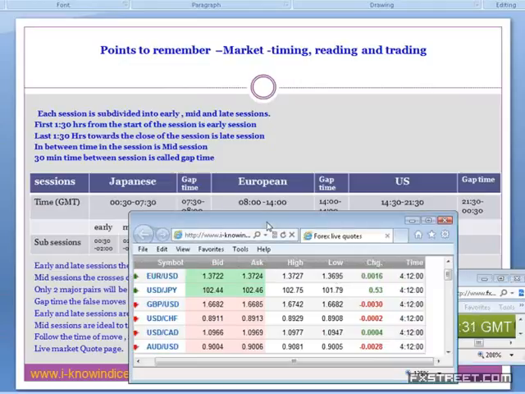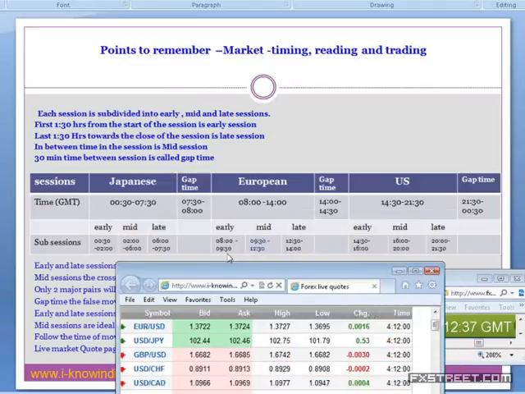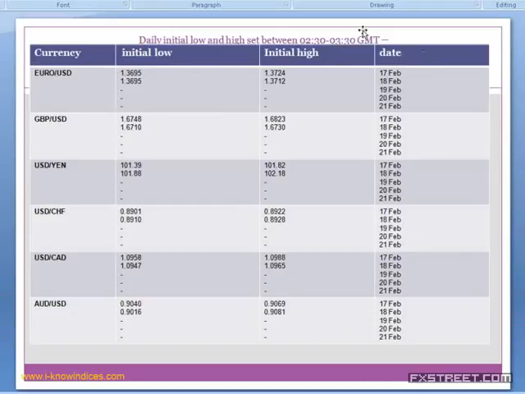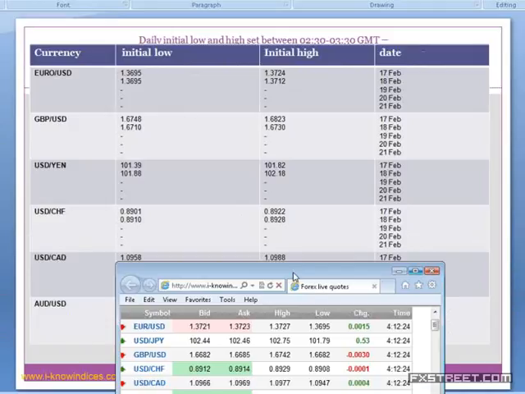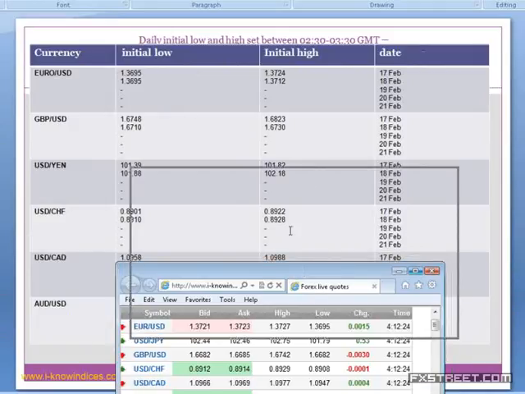So as I explained, the early and the late sessions handle the majors. So we are in the early session by 9 GMT. So we'll try to focus on the majors, try to take some positions there. Now for that, what we do is we note down the initial lows and the highs around 3:30 GMT from the start of the day. They set initial lows and highs in all the 4 majors and 2 commodity pairs.